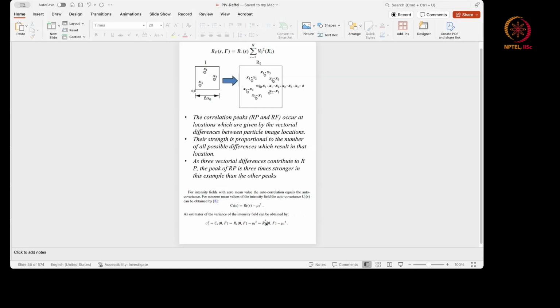An estimator of the variance of the intensity field can be derived by this particular method. So you understand the correlation peaks RP and RF occur at locations which are given by the vectorial differences between the image locations, and their strength is proportional to the number of all such possible differences. Now 3 vectorial differences contribute to RP, and therefore the peak is 3 times stronger in this example than any other peaks. So this is for a 3 particle system that you see.